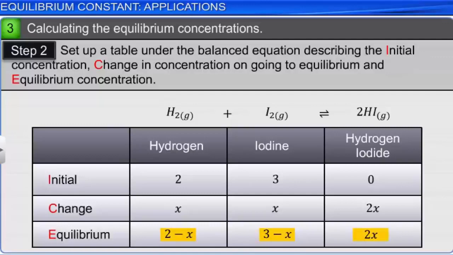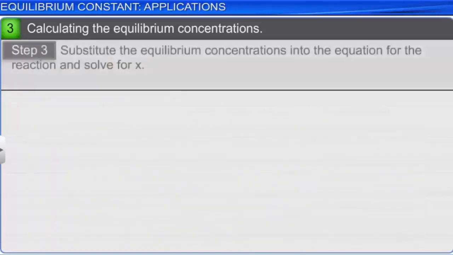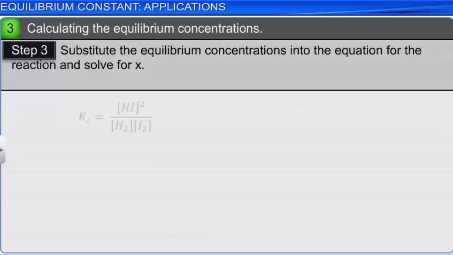In the third step, substitute the equilibrium concentrations in the equilibrium equation and solve for x. The equilibrium equation for the reaction is Kc equals the concentration of hydrogen iodide raised to the power of 2 divided by the product of the concentrations of hydrogen and iodine.